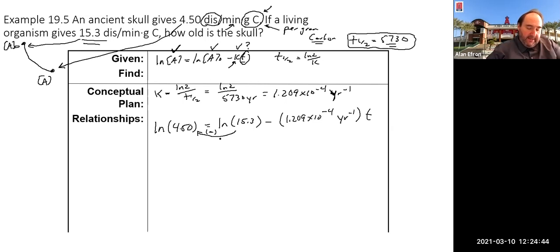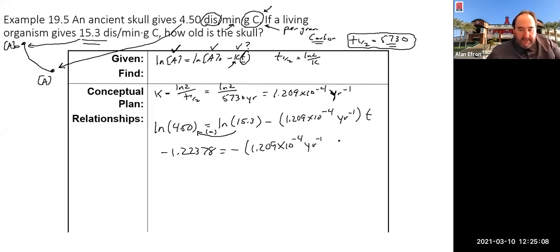On my calculator, I'm not going to get fancy with it. I'm just going to go natural log of 4.5, hit equals, then subtract the natural log of 15.3. And that gives me minus 1.22378 is equal to minus 1.209 times 10 to the minus 4 reciprocal years times t. At this point, I'm just going to divide to the other side, remembering that I'm also taking the negative with me, so 1.209 times 10 to the minus 4 on both sides.